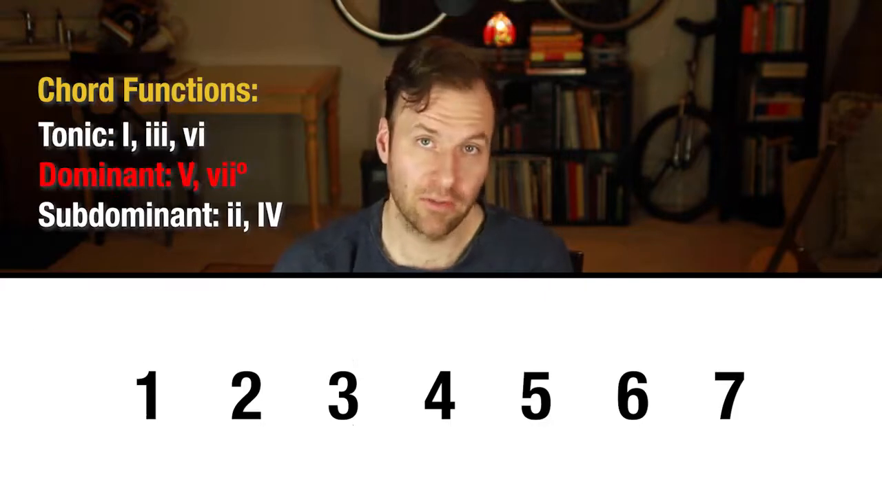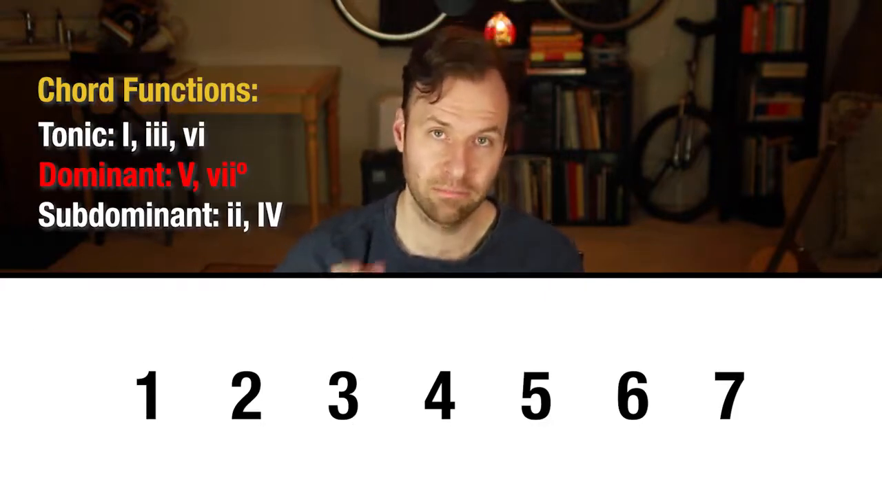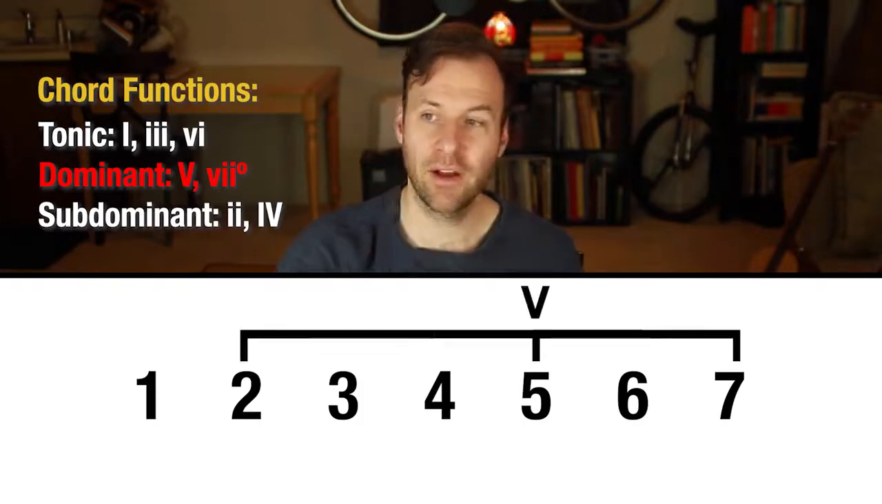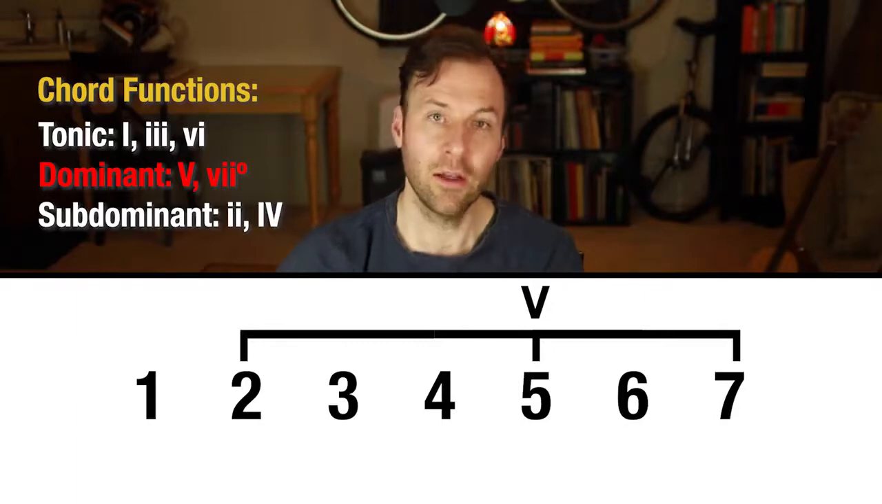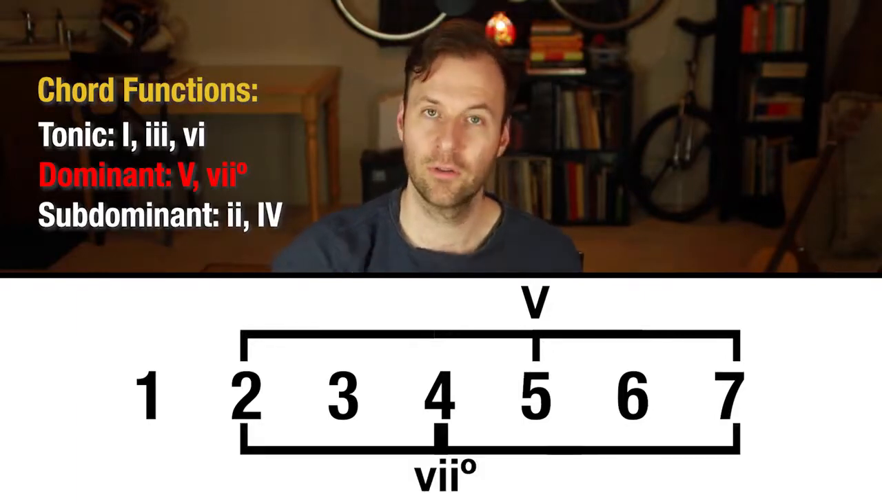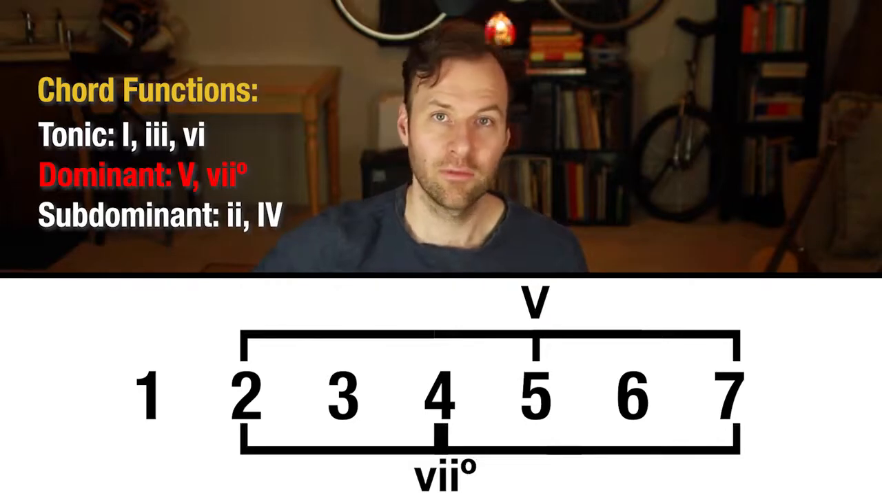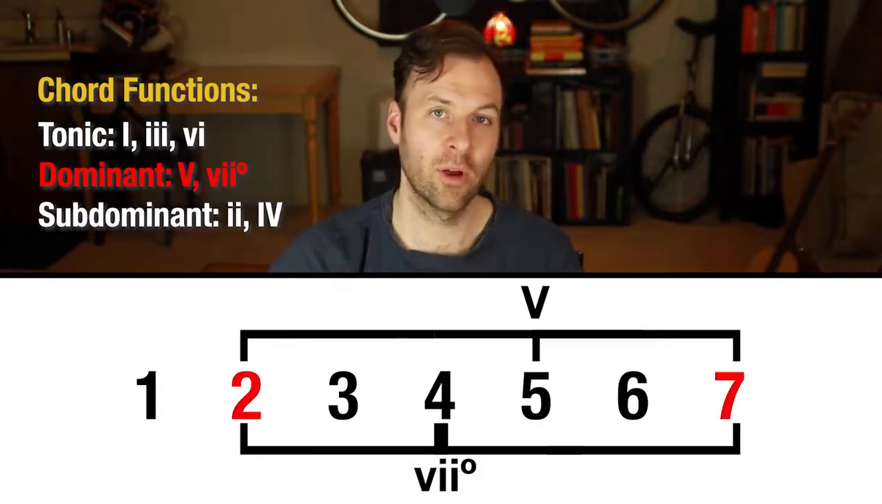How about dominant functioning chords? Well, the 5 chord, which is called the dominant chord itself, has 5, 7, and 2 in it from the scale. The other dominant functioning chord is the 7 chord. Well, the 7 chord has 7, 2, and 4 from the scale. And yep, we see that those 2 chords are sharing 2 of the same notes.